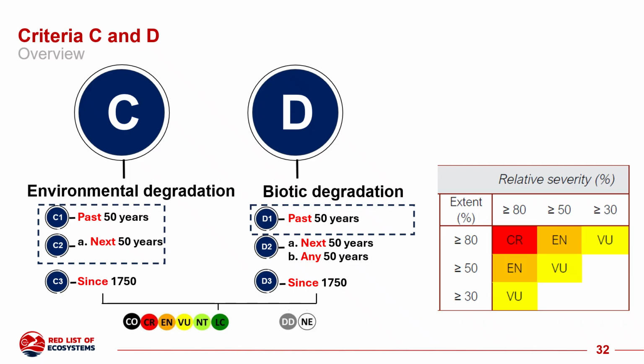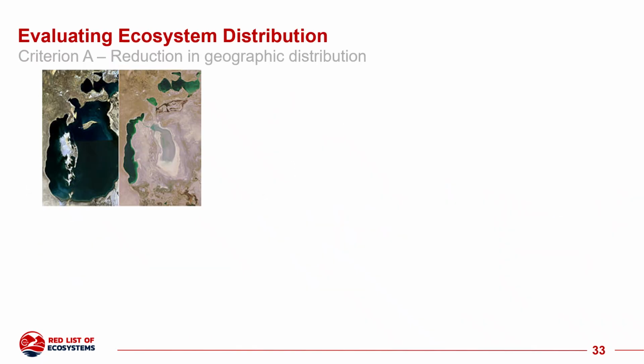Criterion A aims to assess the reduction in the distribution or extent of an ecosystem over time, typically over a 50-year period. In some ecosystems, this can be straightforward. For example, in the Aral Sea shown here, reduction in ecosystem extent is clearly visible by comparing maps or images over time. However, coral reefs present unique challenges.